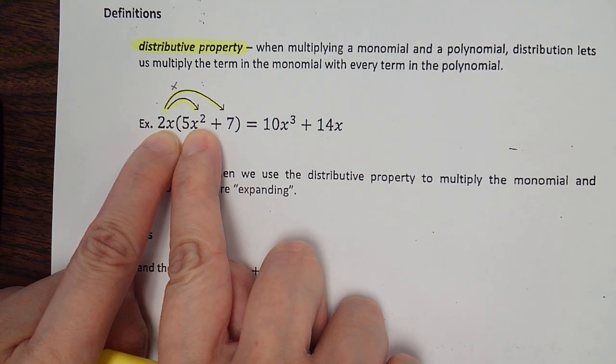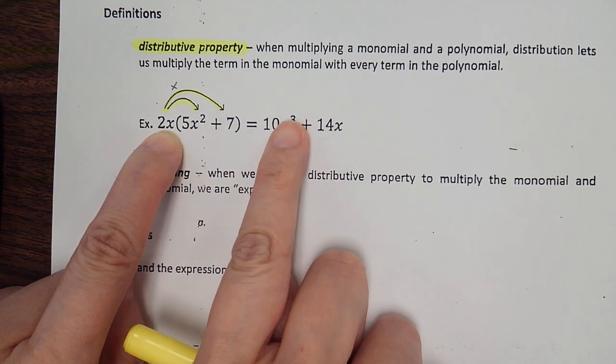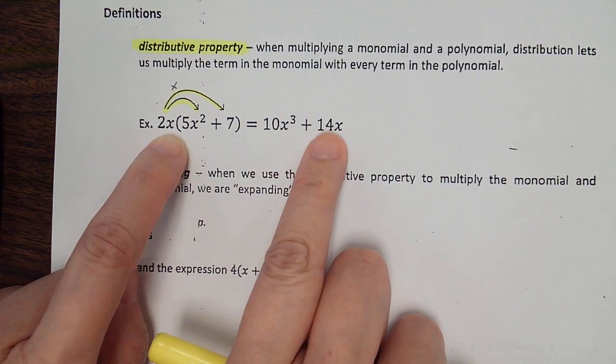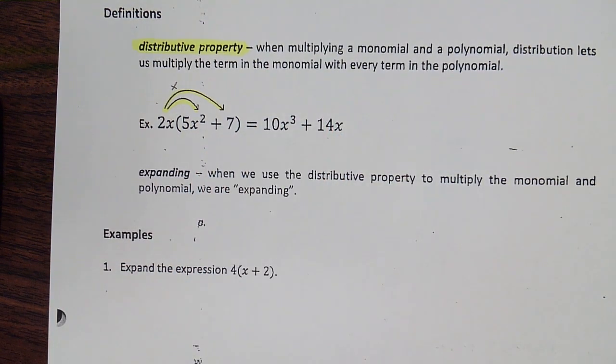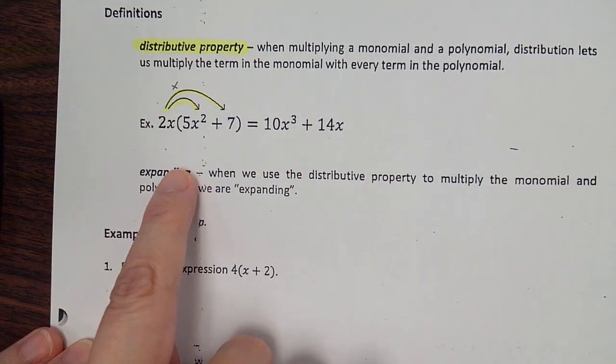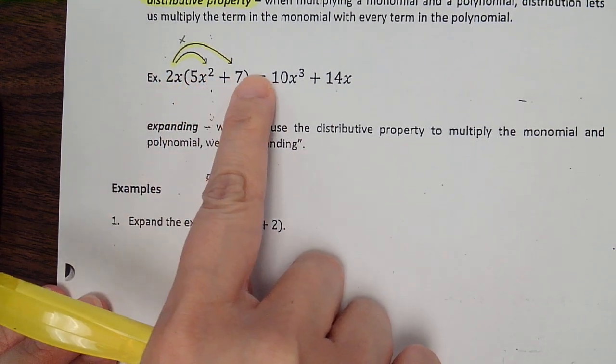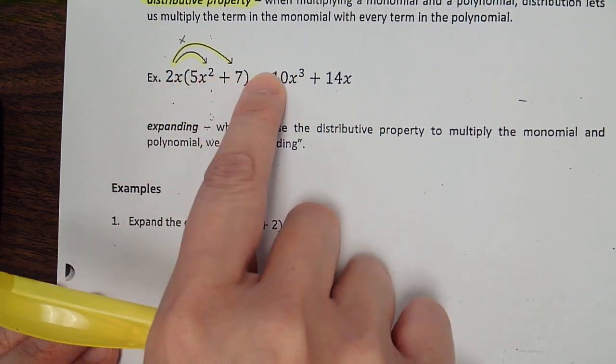Remember before the break, the exponent rule? When you multiply, you add the exponents. So you get the 3. Okay, and then here, 2x times 7, you get the 14x. Another word that we use for distributive property is expanding. So it's the same thing. When you expand, you get rid of the brackets.